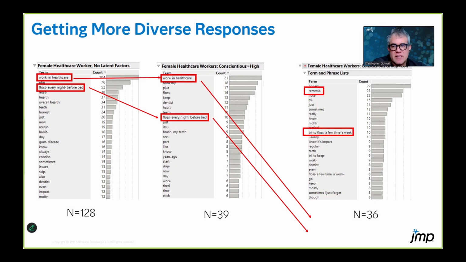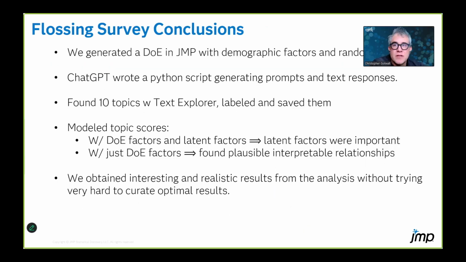Overall, we can clearly see how the token distribution is changing and becoming much more diverse with the addition of the latent factor scores. So this concludes my part of the talk.